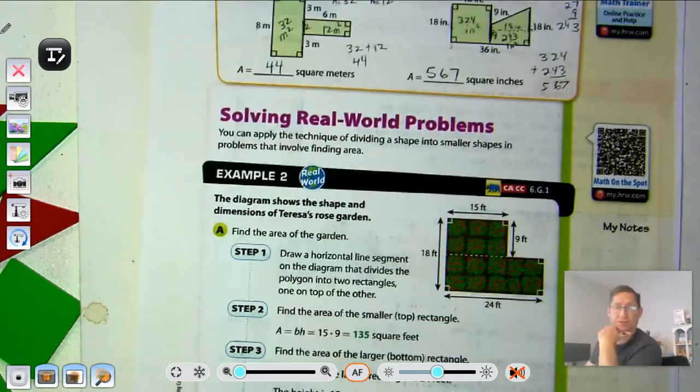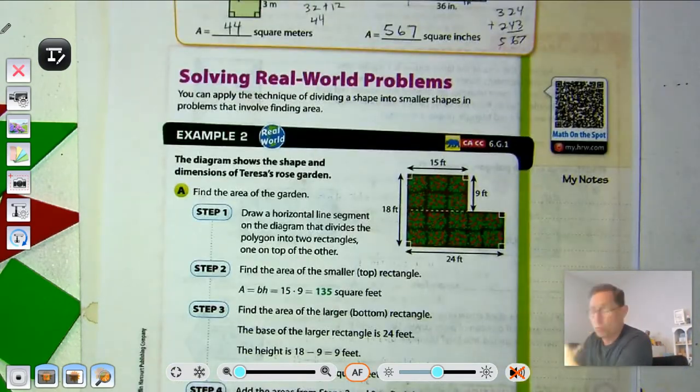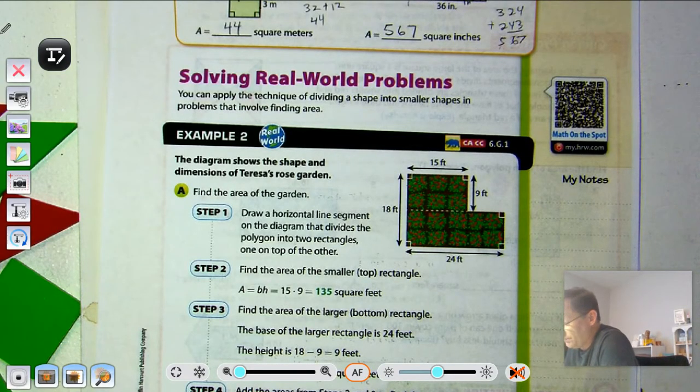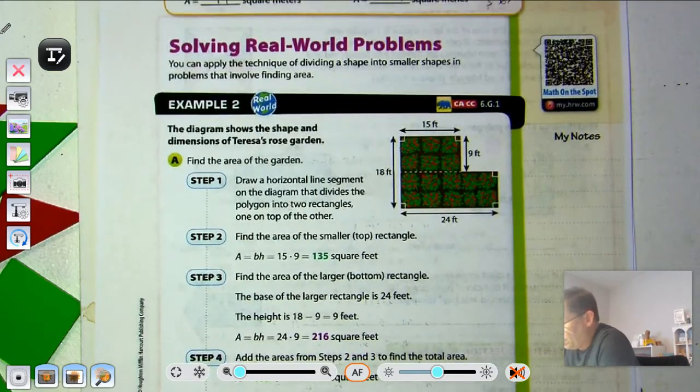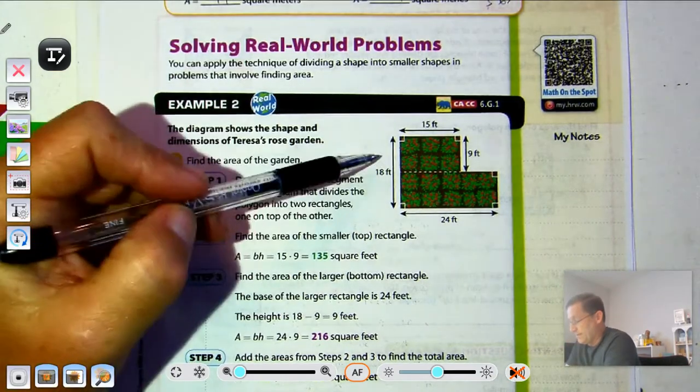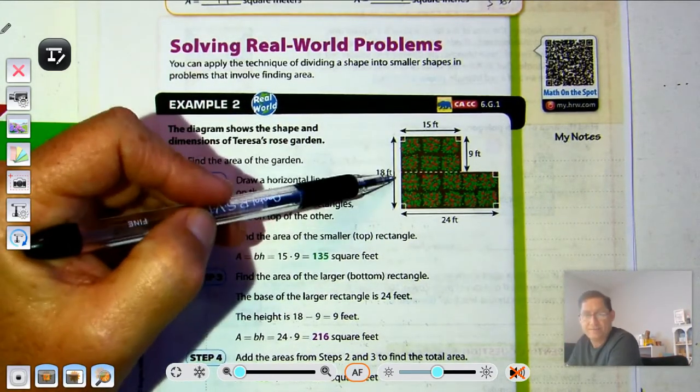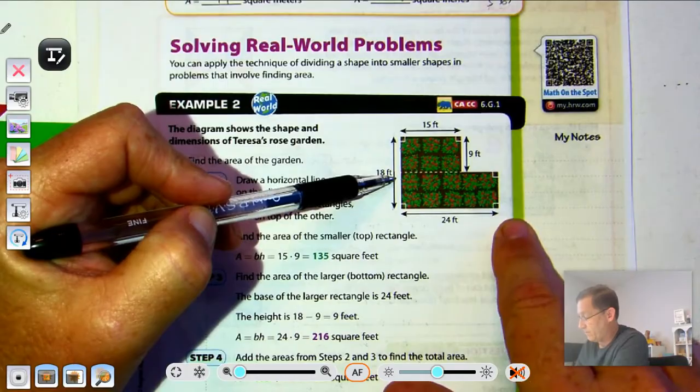All right, the diagram shows the shape. Oh, I'm sorry. Solving real world problems. You can apply the technique of dividing a shape into smaller shapes in problems that involve finding area. So the diagram shows the shape and dimensions of Teresa's rose garden. So we see that one side is 18 feet long and the other one's 24 feet long.